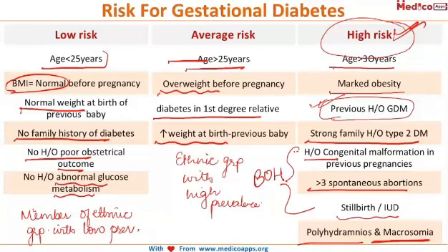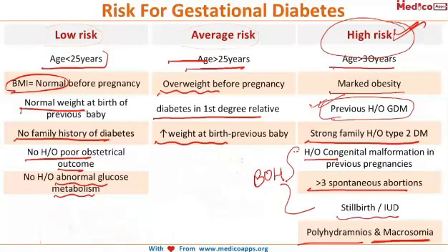If the female belongs to an ethnic group with low prevalence of GDM, then she comes under low risk, and if she belongs to a group with a high prevalence of GDM, then she belongs to average risk. So this was an overview about diabetes in pregnancy, and further we'll continue with the diagnosis of diabetes in pregnancy. Thank you.